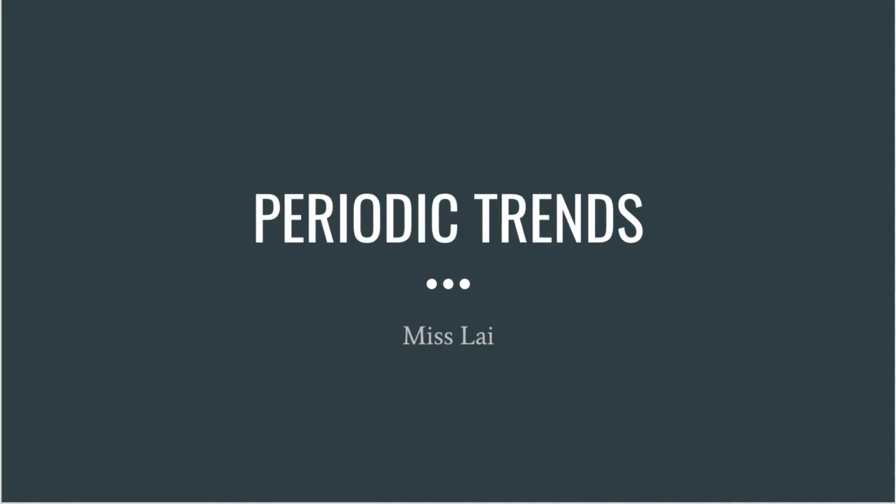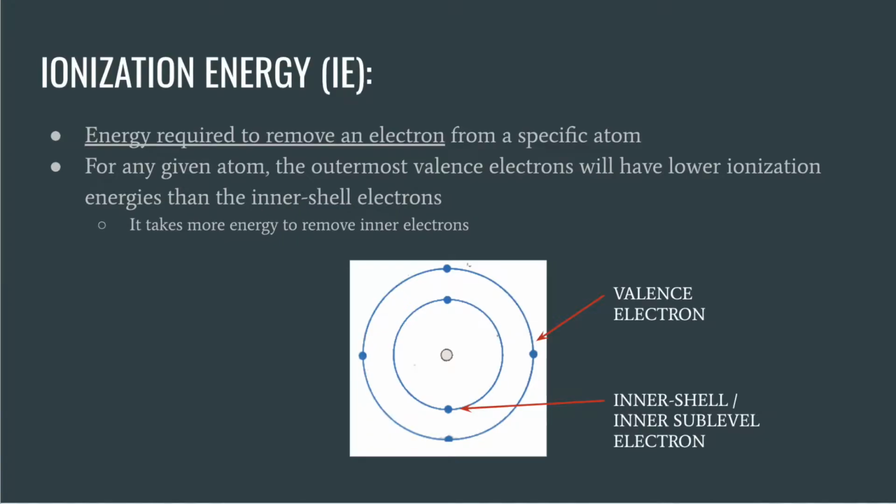Let's get started. So let's start by defining ionization energy. Ionization energy is simply put the energy required, or the energy that we need, in order to remove an electron from a specific atom. We might want to do this in order to form an ion or for some other reason, but we do need to input energy in order to do this.